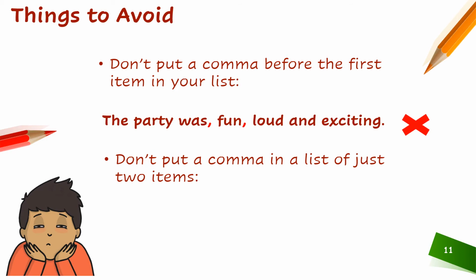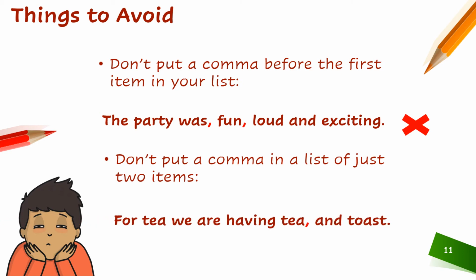Don't put a comma in a list when it's just two items. They can be separated by just the word and. For tea, we are having tea and toast. Now, I could just separate them because they're the last two items just with the word and. Remember the rule, we don't put a comma before the word and.